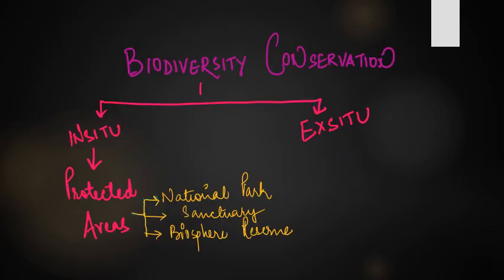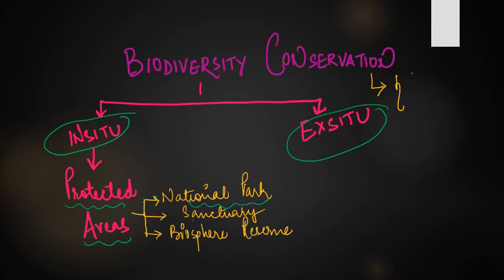You can Google it. So if we talk about biodiversity conservation, I think you know why we need to conserve organisms. We need to conserve organisms because some organisms are on the verge of extinction, right? So to protect them, we need to conserve them, right? Conservation is of two types: in situ and ex situ conservation, right?